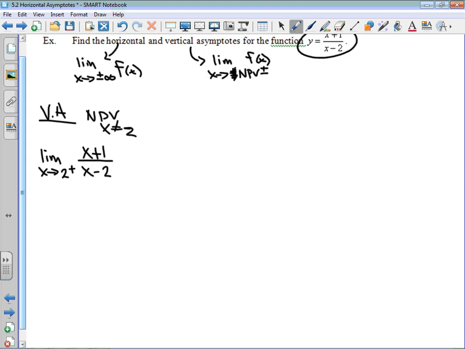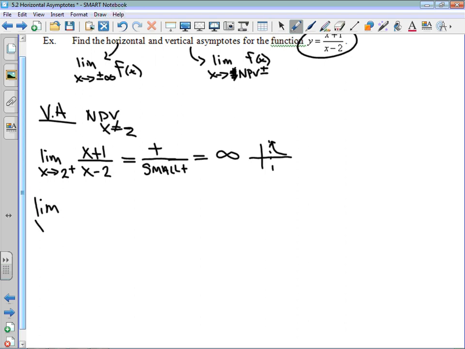Now, we're going to use the same technique we talked about in 5.1. As we approach 2 from the positive side, we're talking about maybe 2.1. That means the top of this fraction will be positive, 2.1 plus 1. The bottom of the fraction, because we're approaching 2 from the right-hand side, x is slightly larger than 2, so when I subtract 2 from that, what I get is a very, very small positive value. A positive number divided by a very, very small positive number gives positive infinity. This lets me know that as the function approaches that vertical asymptote, it will veer upwards, approaching positive infinity.